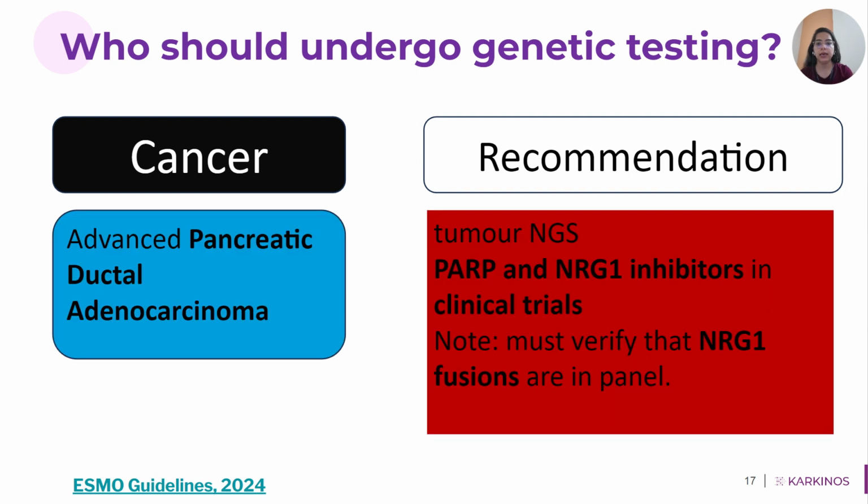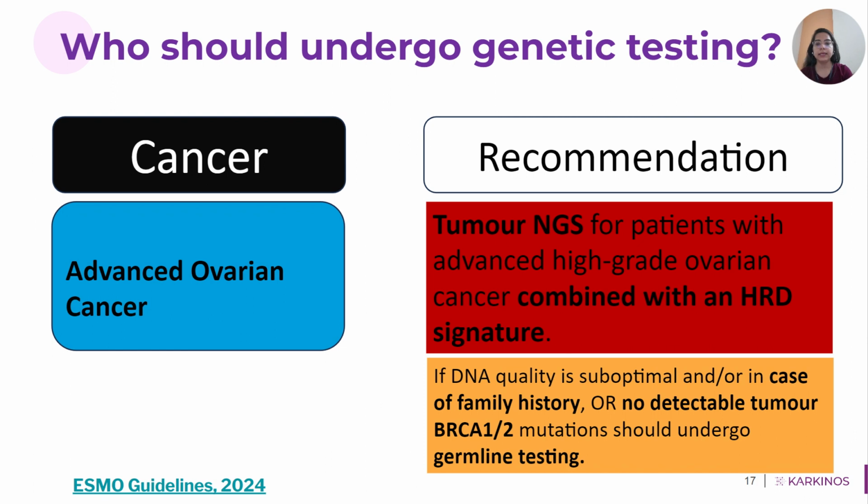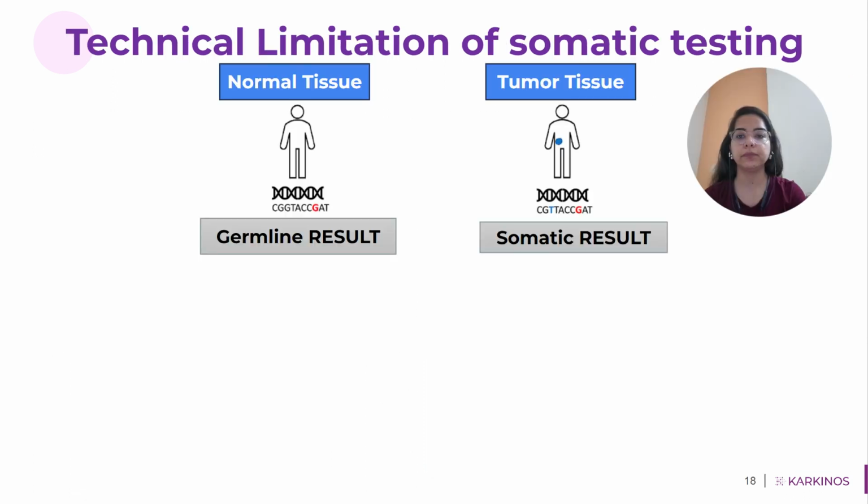is recommended. And ESMO guidelines also encompass advanced pancreatic ductal adenocarcinoma, where tumor NGS is recommended, and it should be noted that NRG1 fusions are a part of the panel because PARP inhibitors and NRG inhibitors are now a part of clinical trials. Next, for advanced ovarian cancer, tumor NGS for patients with advanced high grade ovarian cancer combined with an HRD signature, which we will be talking about. And if DNA quality is suboptimal, or in case of family history or no detectable tumor BRCA1 and 2 mutation, they should undergo germline testing.